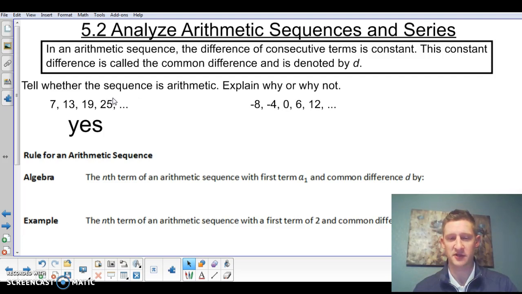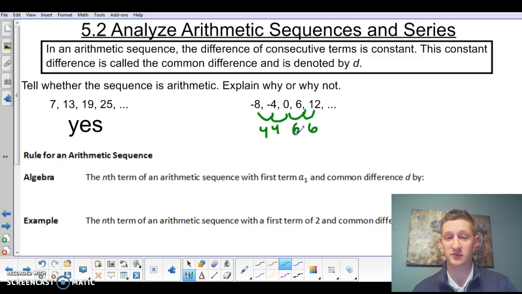Second series or sequence, is this arithmetic? -8 to -4, well, that's a difference of 4. -4 to 0 is a difference of 4. Oh, great. But if we stop there, we'd be wrong because the next difference is 6. From 0 to 6, I have a difference of 6, and from 6 to 12, I go up by 6 again. So here's 4, here's 4, but then from 0 to 6 is 6, and from 6 to 12 is 6. Because this isn't the same, it doesn't stay constant the whole time, this would not be arithmetic in nature.